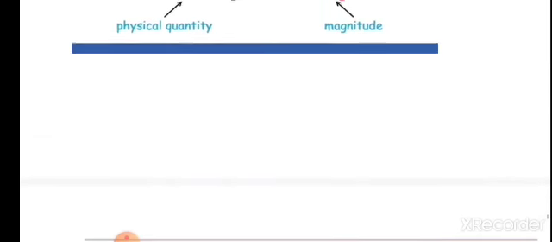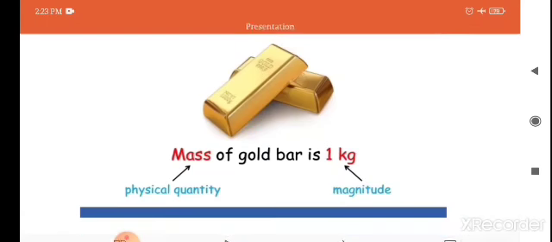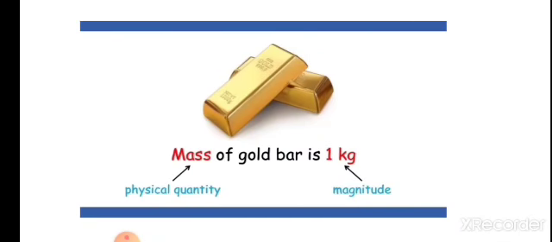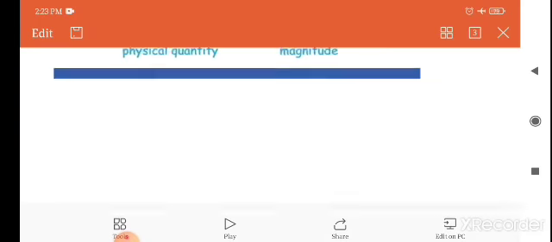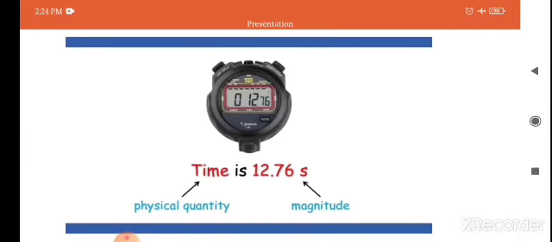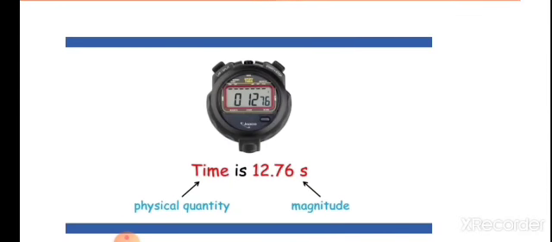Now let us see the next one. Mass of a gold bar is 1 kg. So mass is a physical quantity, and here 1 is the magnitude. So the mass is a scalar quantity. Now the next one, the time. The time is 12.76 seconds, where time is a physical quantity and 12.76 is a magnitude. So the time is also a scalar quantity.